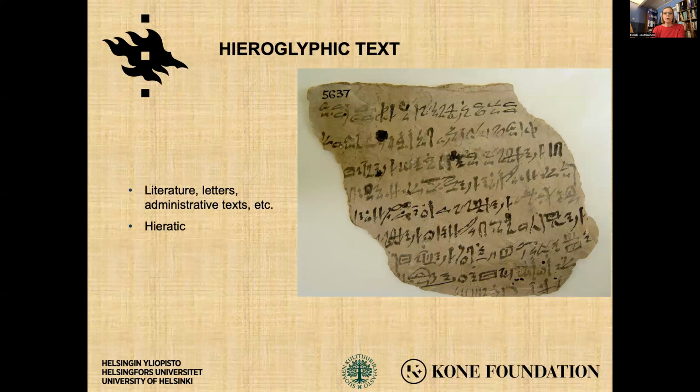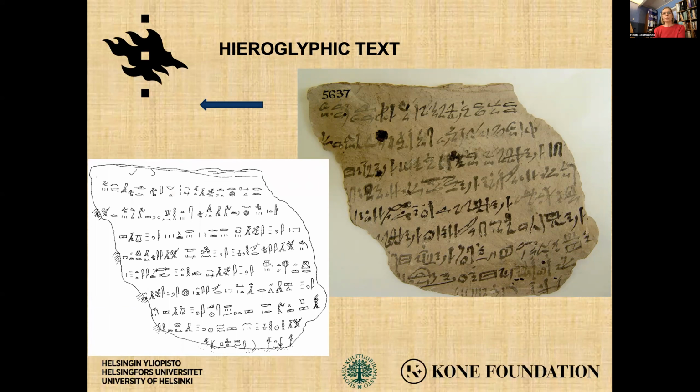When writing literature or letters or administrative texts, the ancient Egyptians usually wrote on a papyrus, or as here, on a so-called ostracon, a piece of limestone or pottery. On these writing materials, they used cursive handwriting, which the Greeks later called hieratic writing. Hieratic was usually written from right to left, and the writing was based on the hieroglyphic writing, and Egyptologists generally transcribe the hieratic texts to hieroglyphs when studying and publishing them.